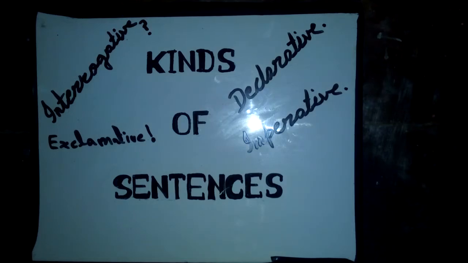There are four kinds of sentences. These are declarative sentences, imperative sentences, interrogative sentences, and exclamative sentences. So let's start.